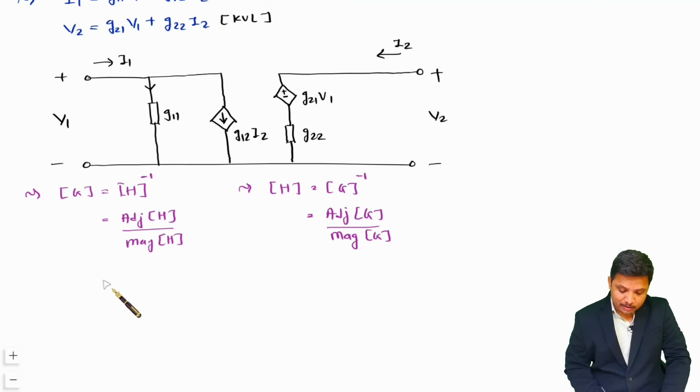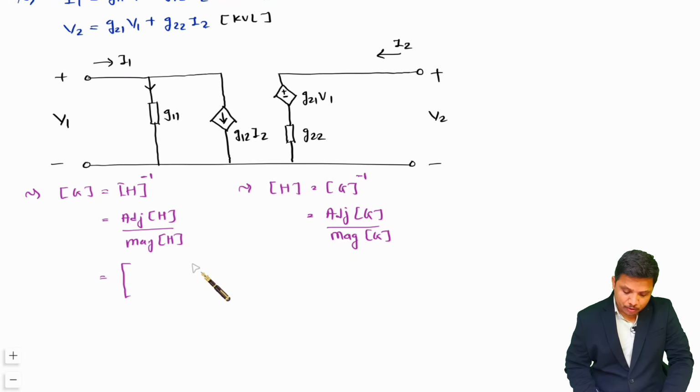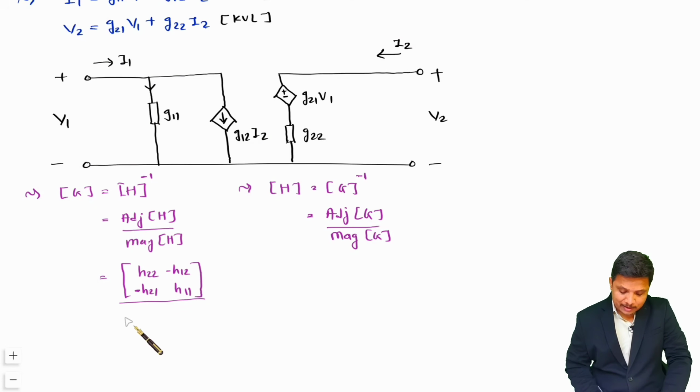Now how to find the adjoint? In H parameter, here we have H11 and here we have H22. We need to interchange them, so here there should be H22 and here there should be H11. That is how the adjoint will be. And the other two elements should be multiplied by -1. So here there will be minus H12 and here minus H21, divided by the magnitude of H, which is H22 H11 minus H12 H21.